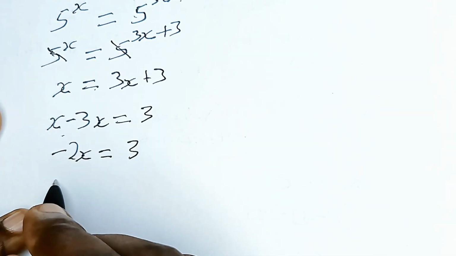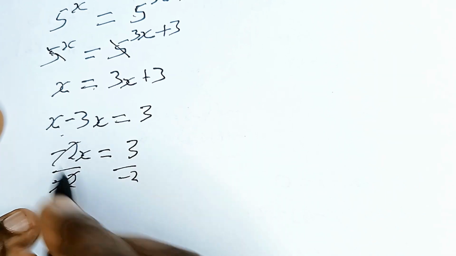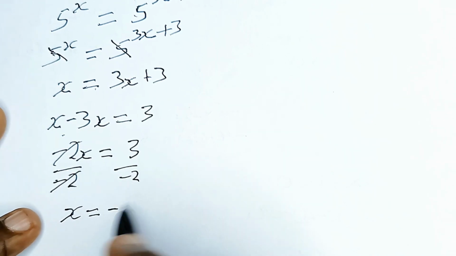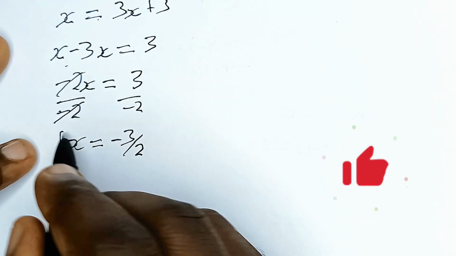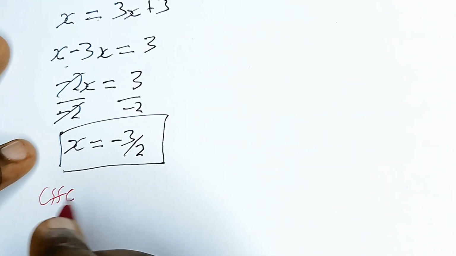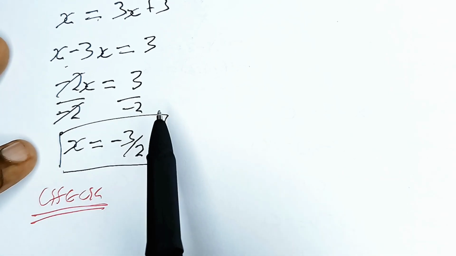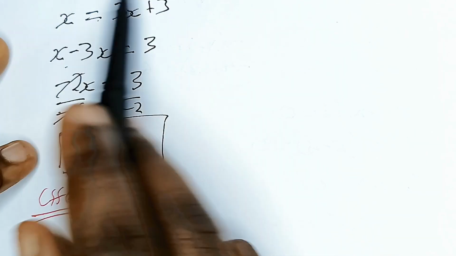So we divide both sides by minus 2, which means our x gives minus 3 over 2. That's the answer. Let's check. Our initial equation, let's start from here.